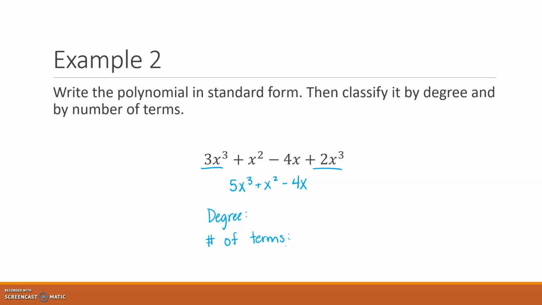All right, so for degree, what is the degree, and then what are we going to call this as a result? For degree, it has a degree of 3, so it is cubic. What about number of terms? How many terms are there, and how are we going to classify it based on that? There are 3 terms, so we are going to call it a trinomial. So put it all together. Cubic trinomial.